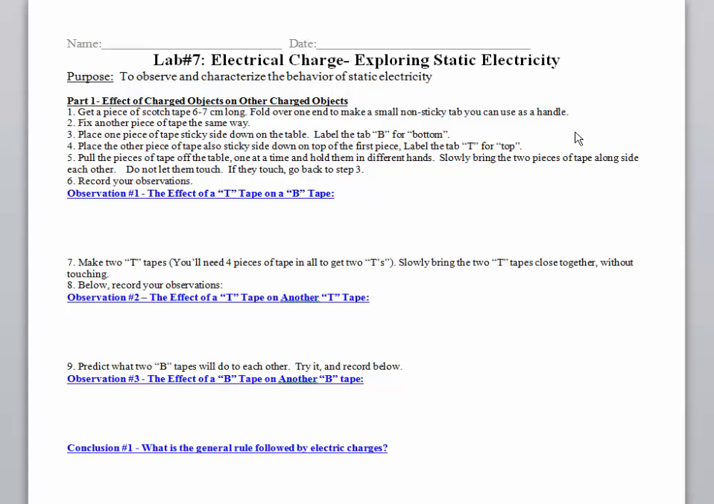Okay, this is an introduction for lab number 7, and we're going to be talking about electrical charge. This is actually one of the labs where it's not so much a simulation, not until the end, but you do need some things. You just need a little bit of scotch tape, 3-4 inches long. And what you're going to do is put them onto a neutral surface like your kitchen table.